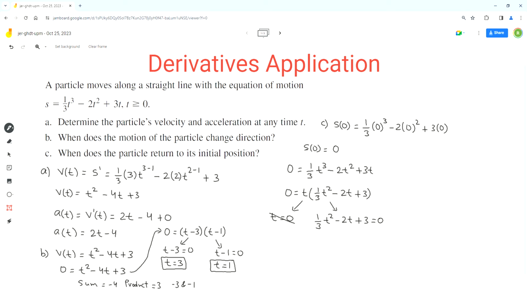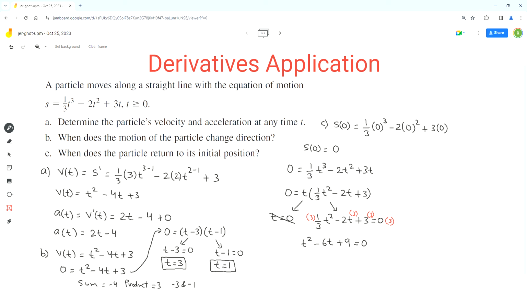Now we can simplify this equation. So this is a quadratic equation and we can get rid of the denominator 3 by multiplying each term on both sides by 3. So we'll multiply the first term by 3, the second term by 3, the third term by 3 and also the 0 by 3. So we get, so 3 times 1 over 3 will just be 1. So we get t squared minus 6t plus 9 equals 0.